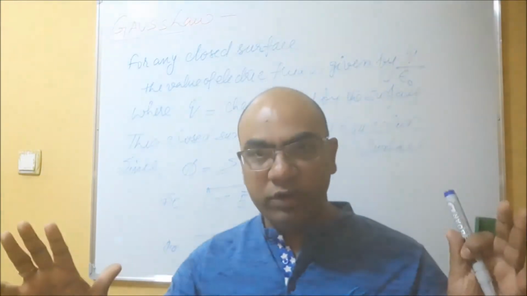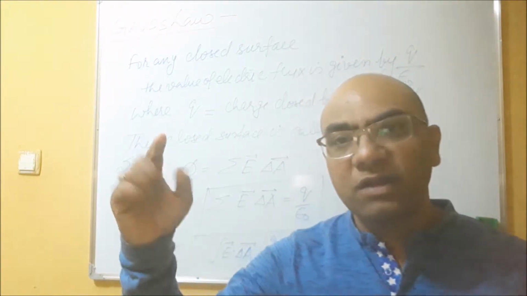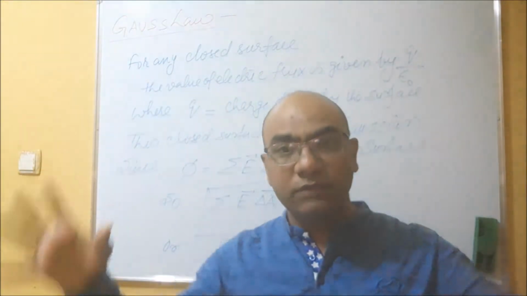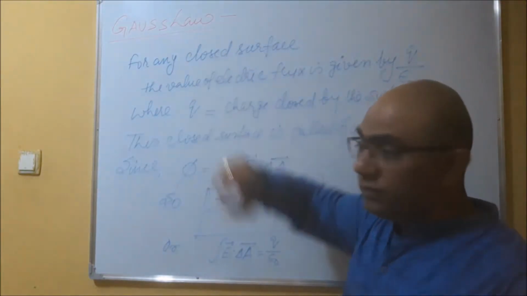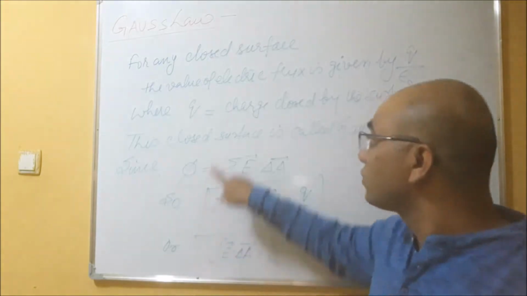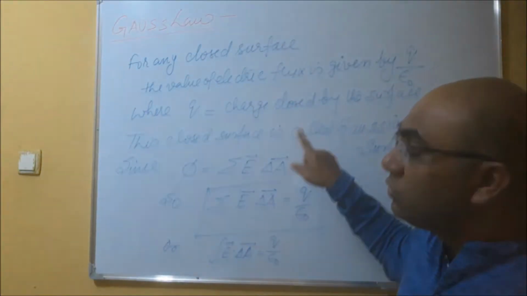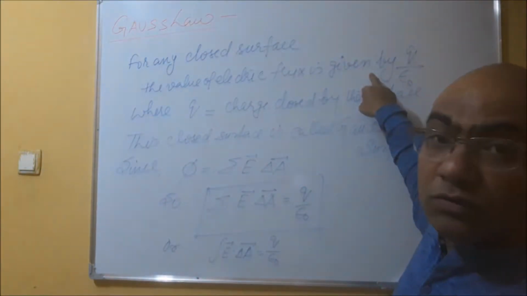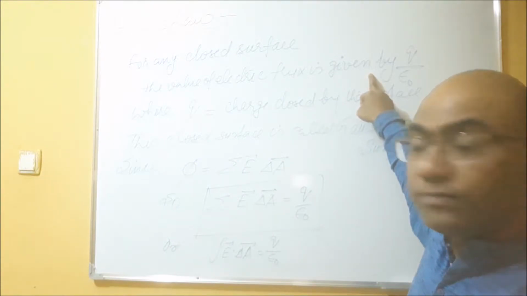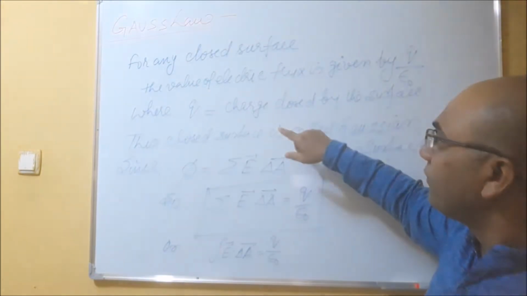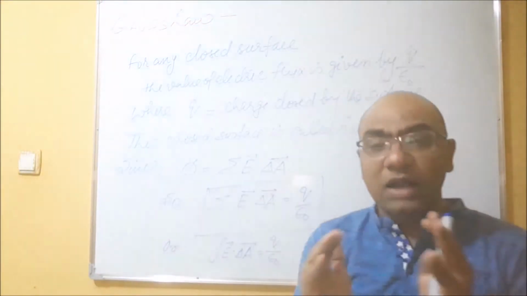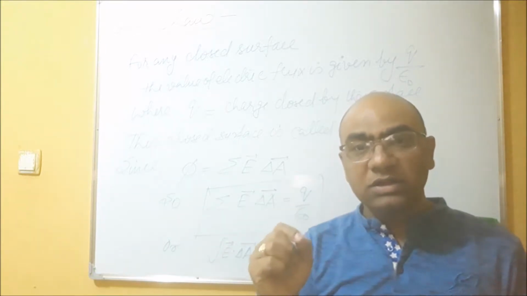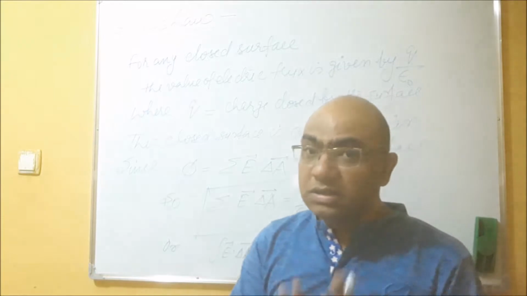So what we see here is that if we have a charged body, any charged surface, then we make a surface throughout this body, which is called the Gaussian surface. Then the value of electric flux is given by q upon epsilon naught, where q is the charge enclosed by this Gaussian surface. All the charge will remain inside the Gaussian surface, right?